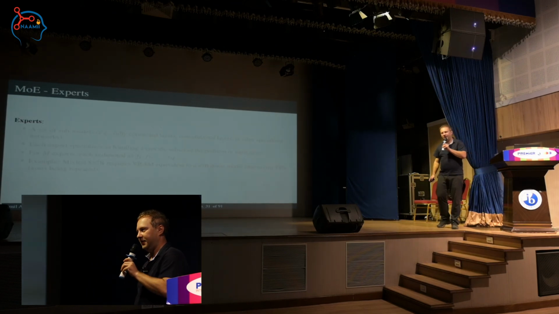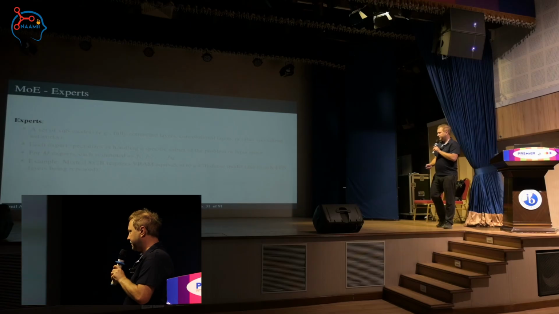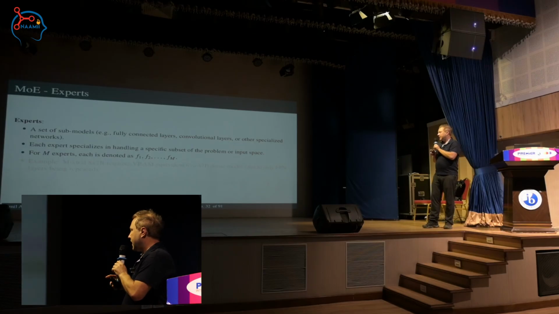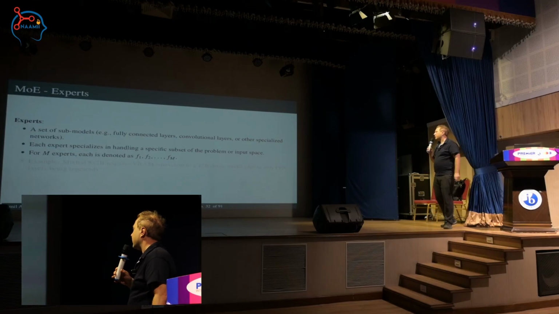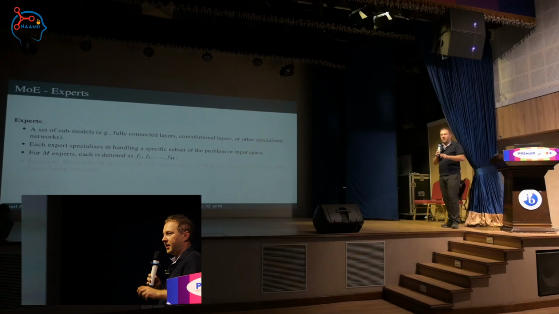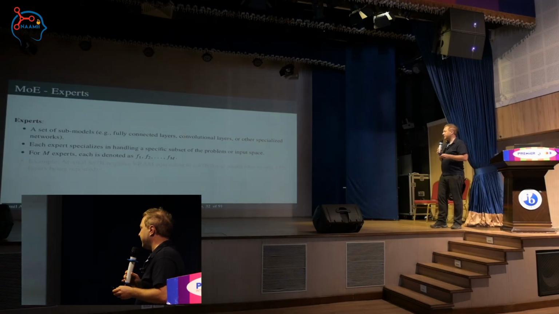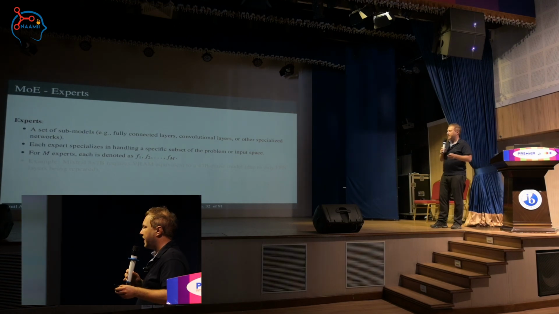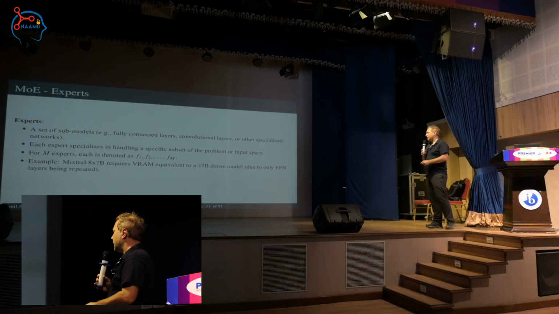All right. Let's dig deeper into what each of these elements are. Experts: a set of submodels. In theory, they can be anything. They can be fully connected layers, convolutional layers, or other networks. In the typical transformer, they are FFN layers. Each expert specializes in handling a specific subset of the problem or input space. So for M experts, we identify them as F1, F2, and so on, Fn.